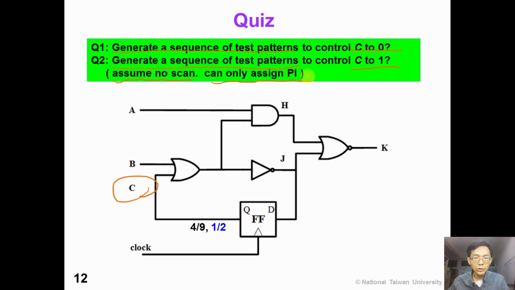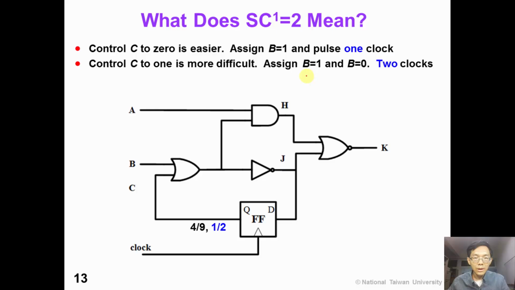Okay, are you finished? It is quite easy to control the value of C to 0. All we need to do is to assign B to 1 and then J is 0. So we pause 1 clock. After the clock pause, C would become 0. So this is quite straightforward.